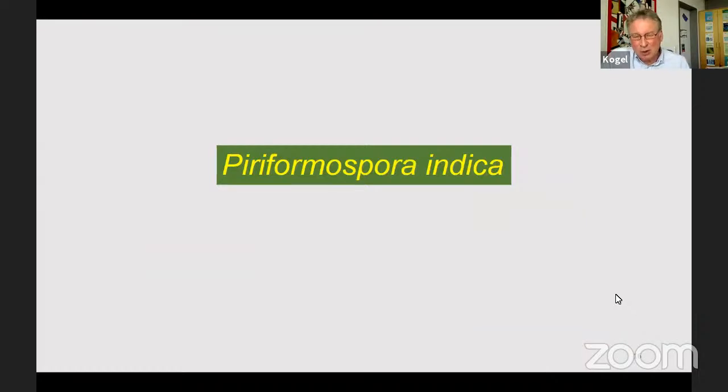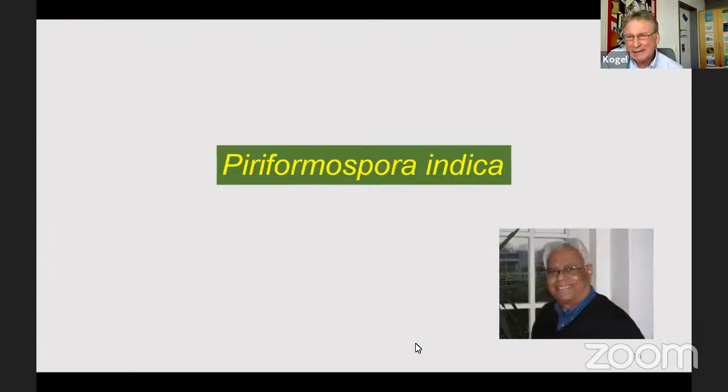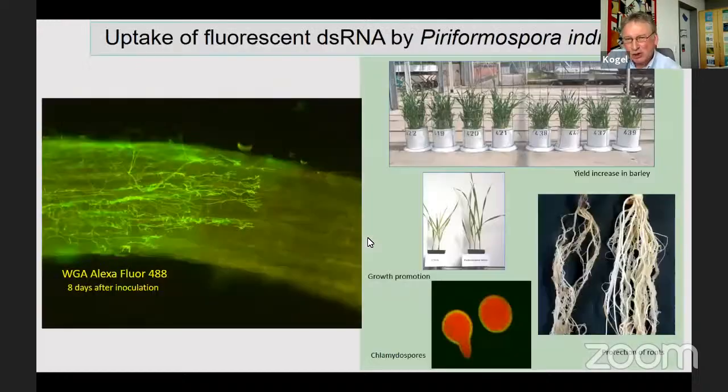So this is also the case with other fungi, but I wanted to stress the fact, as I said, checking these beneficial fungi. And here I want to stress again, this nice guy here, Ajit Varma, I don't know whether he is here in the audience, but he discovered the fungus, and this fungus is very, very interesting for science. And I'm working for 20 years on this Indian fungus, actually. So this fungus colonizes roots.